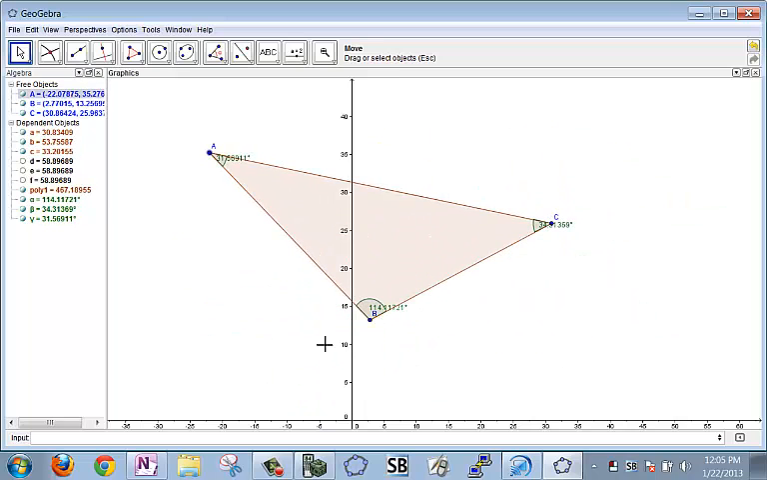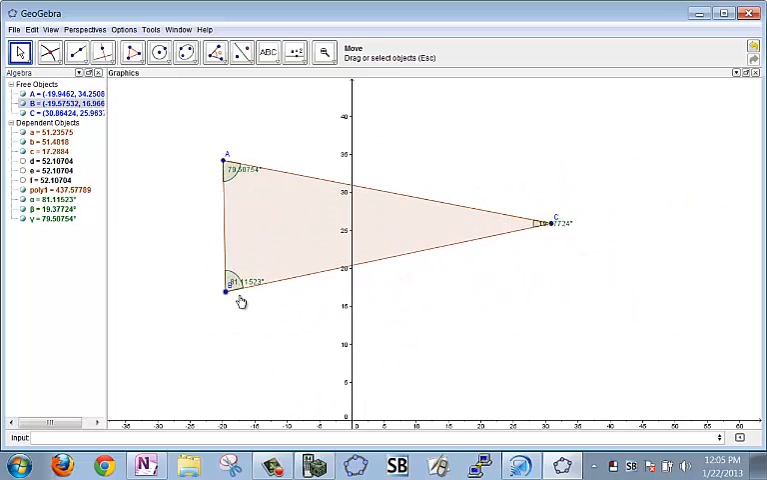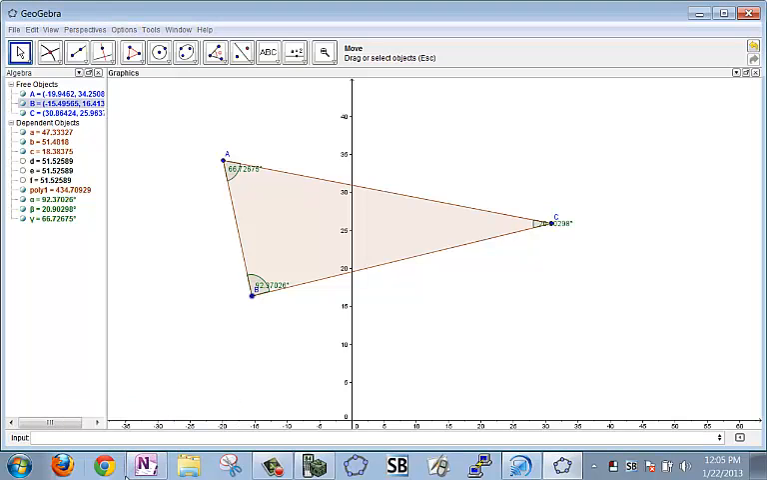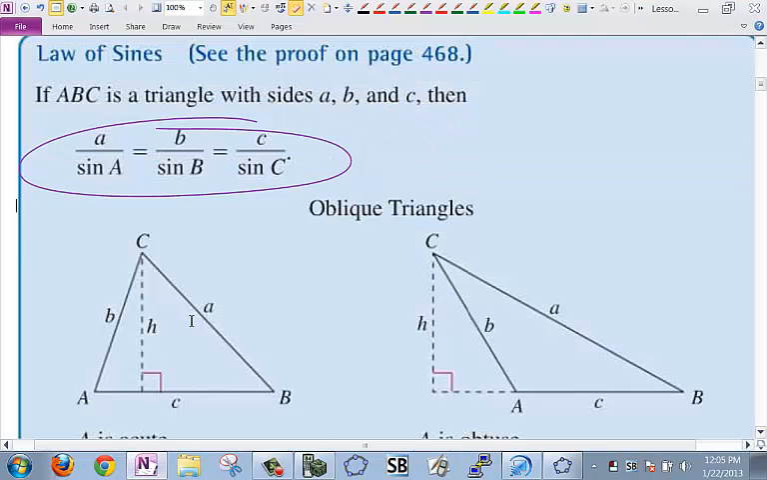Does this still apply to right triangles? It will still apply to right triangles. The interesting thing about right triangles is one of these angles, A, B, or C, will be what? 90. What's the sine of 90? 1. So one of these fractions will have a denominator of 1. So it's just a simple.